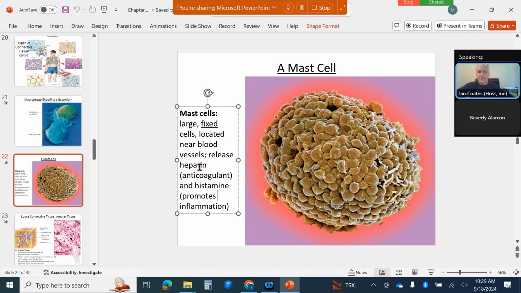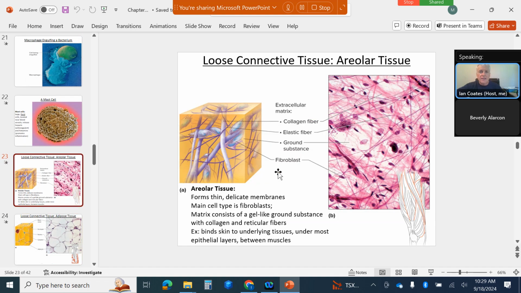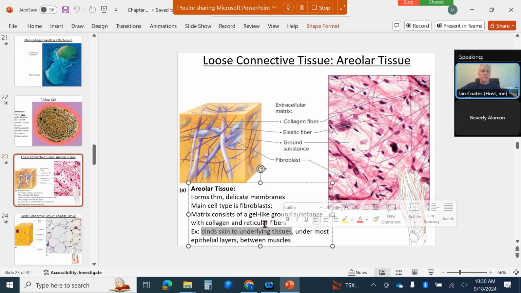Okay. Loose connective tissue, here are these areolar, okay, and you'll see forms thin, delicate membranes. Main cell type is what we call a fibroblast. Matrix consists of gel-like ground substance with collagen and reticular fibers. Basically binds the skin to the underlying tissue. You know, when you move your hands like this, you ever wonder why your skin just doesn't fly off? Well, because it's bound together with this areolar tissue. It binds the skin to the underlying tissues.